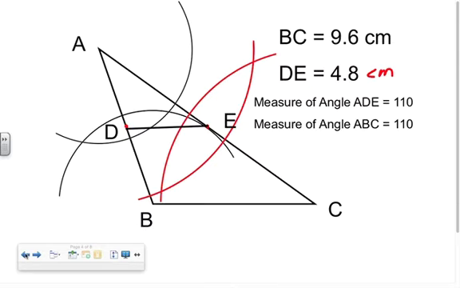We were also asked to measure angle ADE and measure angle ABC, and so I did that, but I want to make sure that you know where those angles are. I know some of you are still struggling with the naming of an angle and seeing where it is in the diagram. Here's angle ADE. Here's angle ABC.